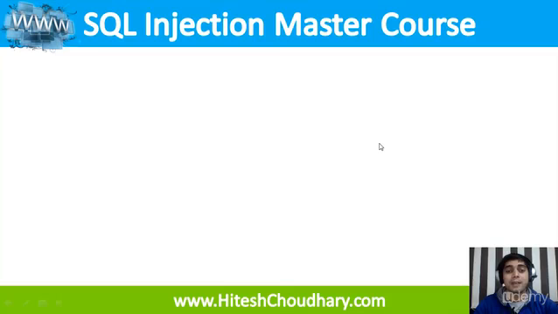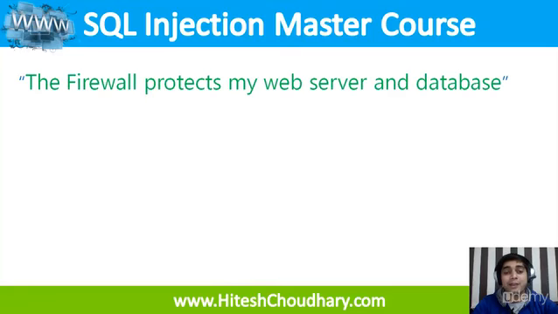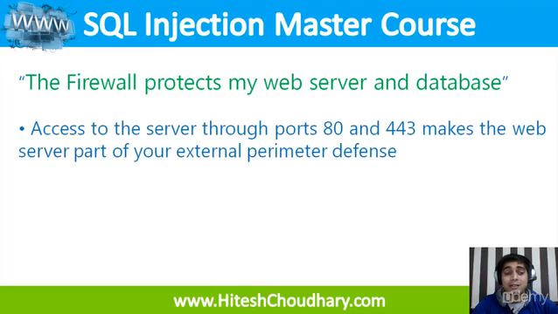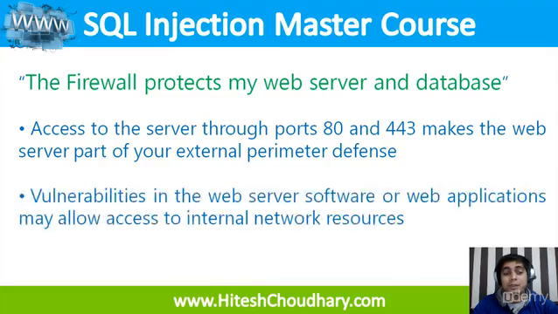The very first SQL injection misconception is that the firewall protects my website, web server, and database as well. To be very honest, if you are talking about SQL injection, access to the server through port 80 or port 443 makes the web server a part of your external perimeter defense. Vulnerabilities in the web server software or web application may also allow access to internal network resources. The firewall is not a permanent solution for these types of SQL injection, or rather correctly, it is not a solution at all.